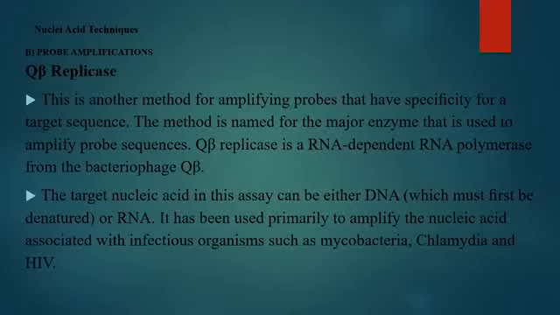And this is an RNA-dependent polymerase from the bacteriophage Q beta. The target nucleic acid in this assay can either be DNA, which must first be denatured, or RNA. Now, it has been used primarily to amplify the nucleic acid associated with infections or infectious organisms such as Mycobacterium, Chlamydia, and then HIV. So Q beta replicase is used to determine the specificity for the target sequence.